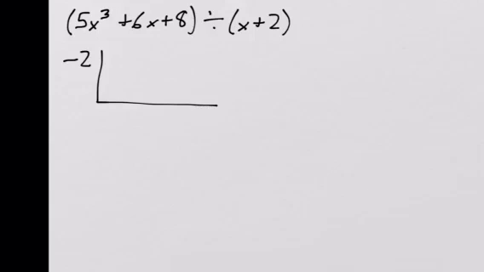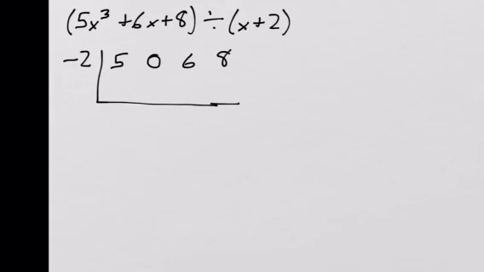But now, if we notice here, we go from x cubed to just x. We don't have an x squared term there. When we do synthetic division, we need to have all of the terms there. So put the 5 for the x cubed. Now, because there's not an x squared term there, we need to put a 0 in that spot. And then we can still do 6 for the x and then 8 for the constant.